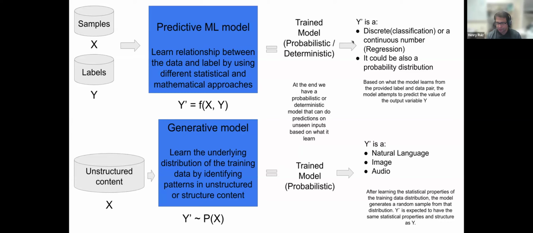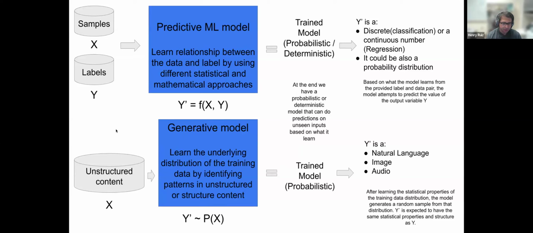And the y prime, which is the variable that I want to predict, could be discrete or continuous, but it could also be a probability distribution. And based on what the model learned from the provided label and data pairs, the model attempts to predict the value of the output variable.